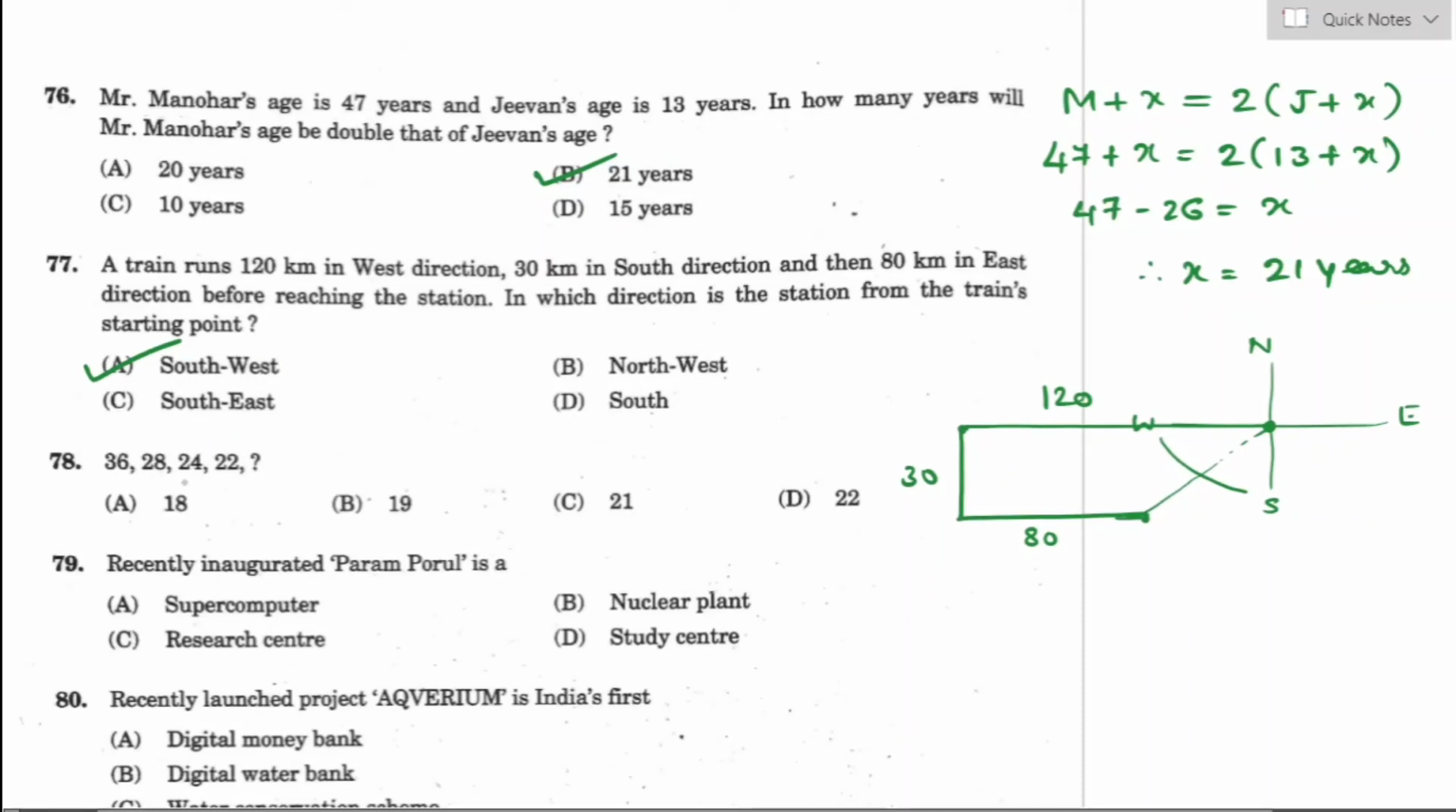Question number 78. 36, 28, 24 and 22. This is a number series problem. Here you can observe the difference between these numbers is 8, 4, 2. So the next difference will be half of the previous value. So 2 divided by 2 is 1. So 22 minus 1 is equal to 21. So option C is the right answer.